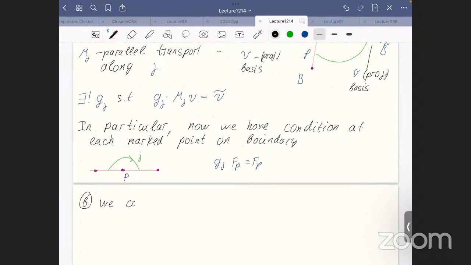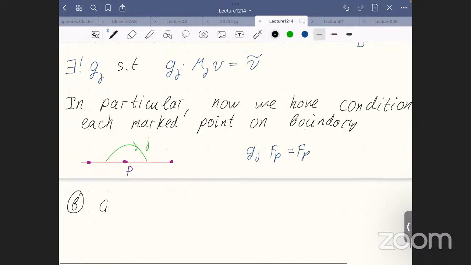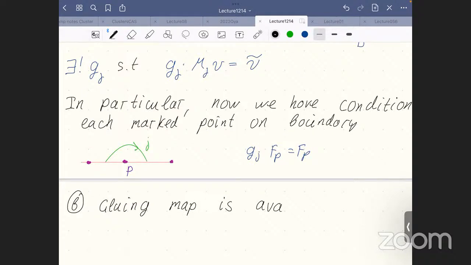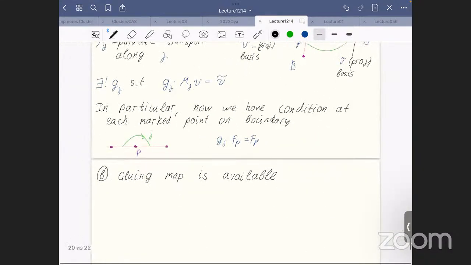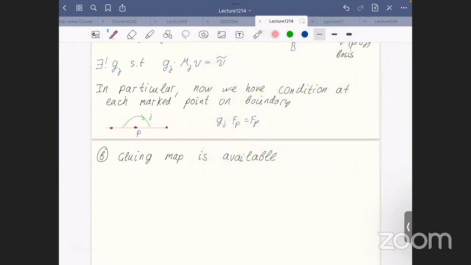we can now glue. Okay, let me state it: a gluing map is available. So what do I mean? That if our servers, I don't know whether it's connected or not.